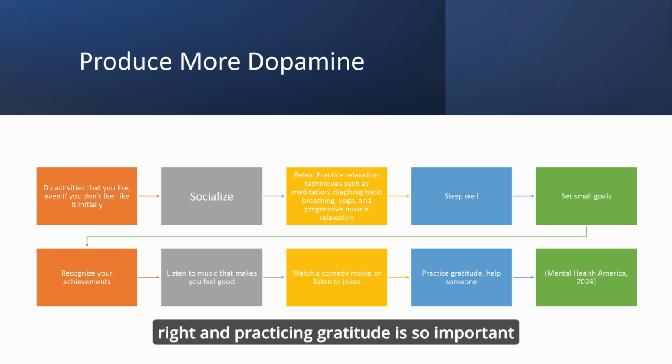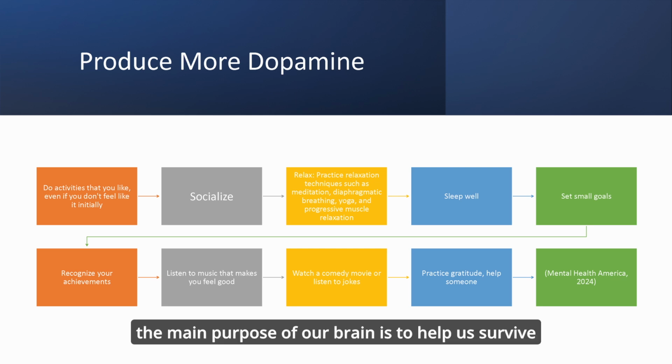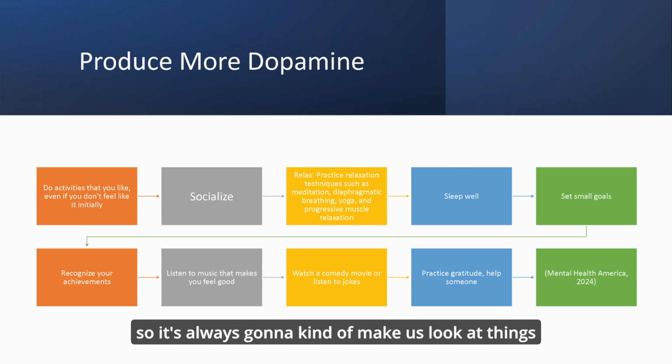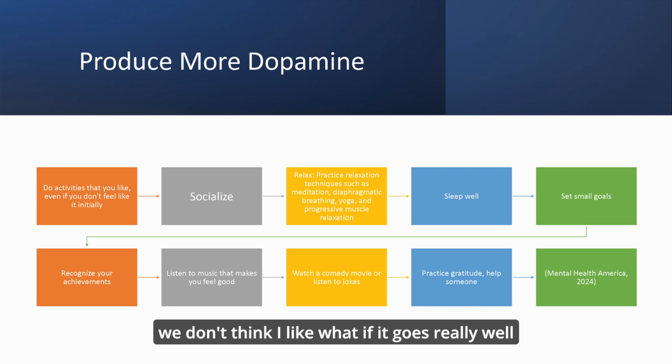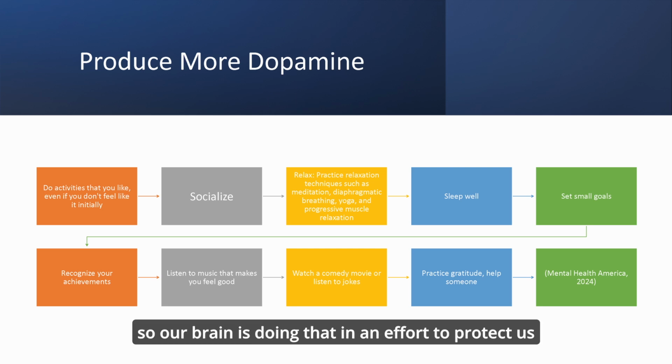And practicing gratitude is so important because remember, the main purpose of our brain is to help us survive. Okay, that's its one job. So it's always going to make us look at the negative side of things because it's telling us, "Ooh, look at all that can happen," right? That's why when we make up scenarios in our head, they're mostly negative. We don't think, oh, what if it goes really well? Like, what if it goes bad? So our brain is doing that in an effort to protect us, okay?